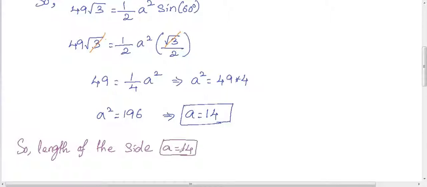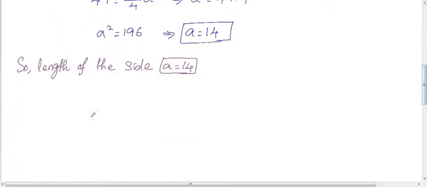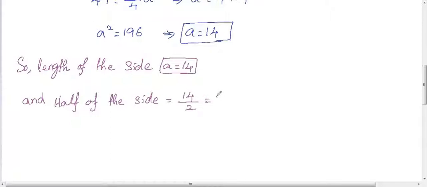And it's given in the question itself that half of the side length is the radius of the circle. Half of the side is equal to 14 divided by 2, which is 7. So the radius of the circle is 7 centimeters. Write down the radius of the circle, which is 7 centimeters.